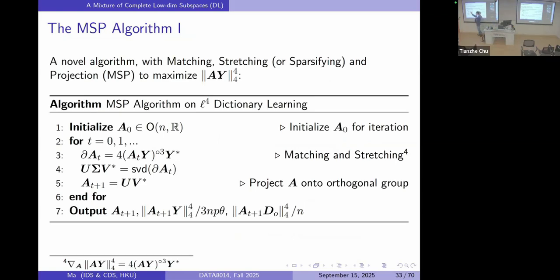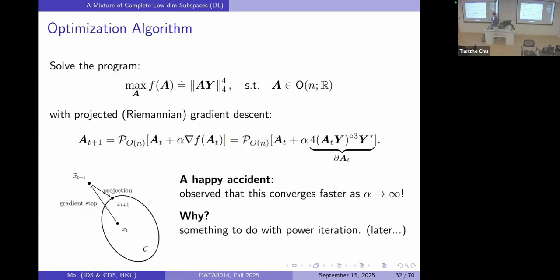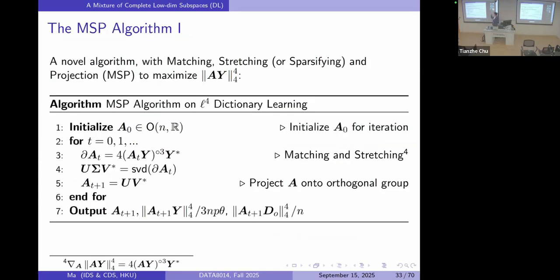We only take this one, then project on SVD. So you drop this one, just take this gradient and project on the orthogonal group. Remember, the gradient matrix becomes SVD, right? Just do SVD directly on it. That's exactly what we do: you take the gradient, take an SVD of it, and make it orthogonal. This is the algorithm.